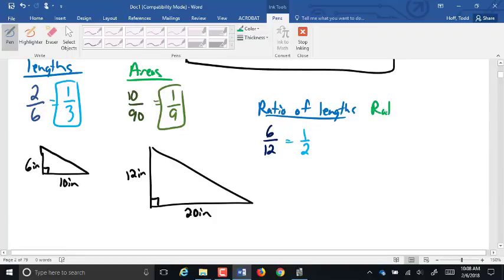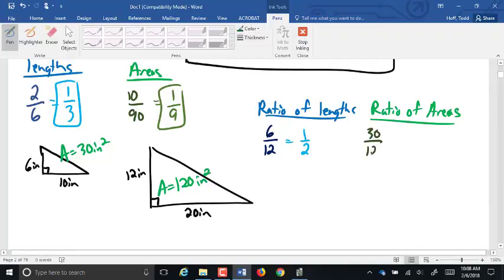Well, let's look at our ratio of areas. What's the area of this? Yeah, 6 by 10 divided by 2 is 30 inches squared. And this one? 120. Very good. 12 times 20 divided by 2 is 120 inches squared. That gives us a ratio of areas of 30 to 120. And both of those can be divided by 4 to reduce that to get a 1 to 4 ratio.